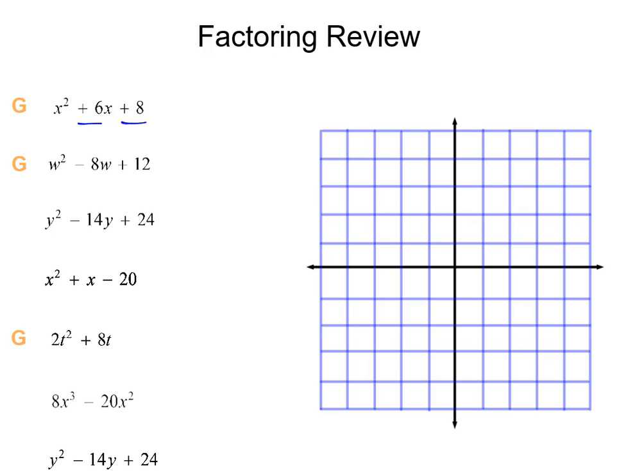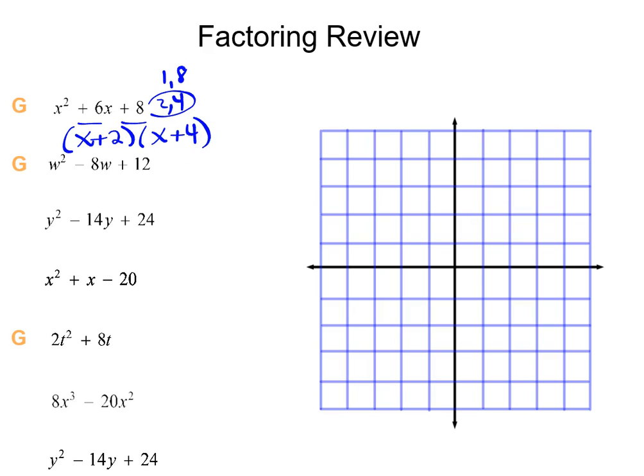So things that multiply to give us 8: 1 and 8, 2 and 4, that add to give us 6. It's going to be 2 and 4. So we would say x plus 2 times x plus 4.